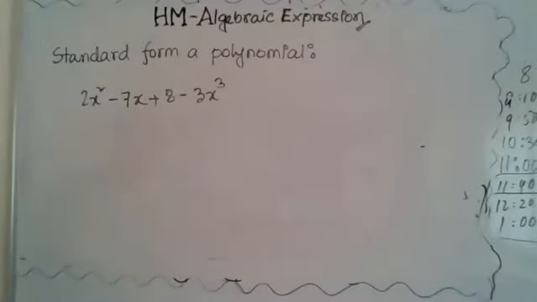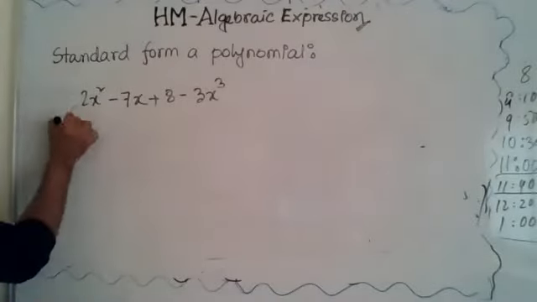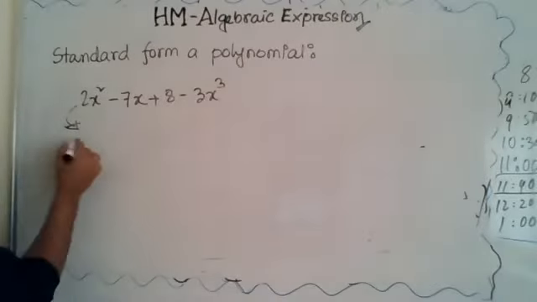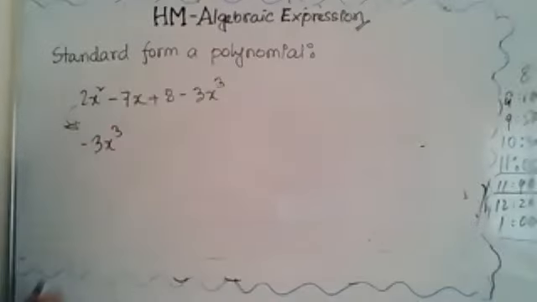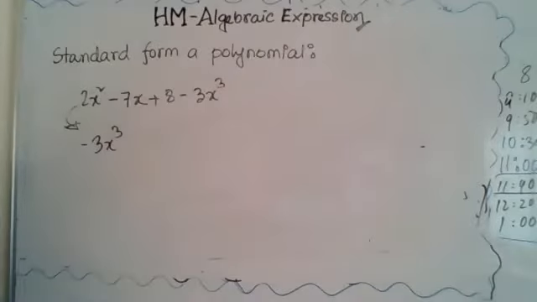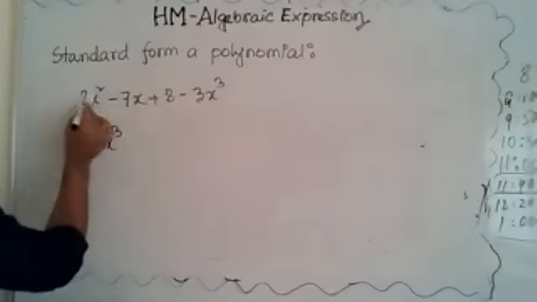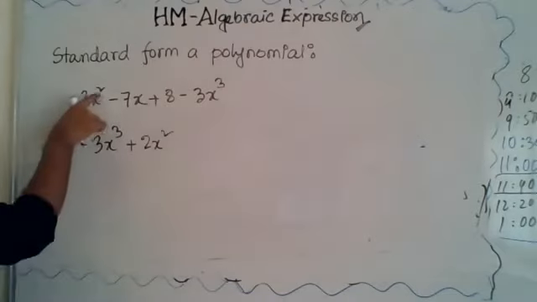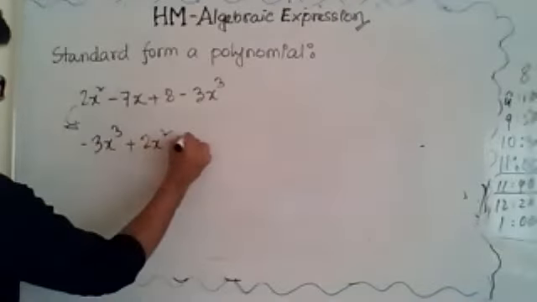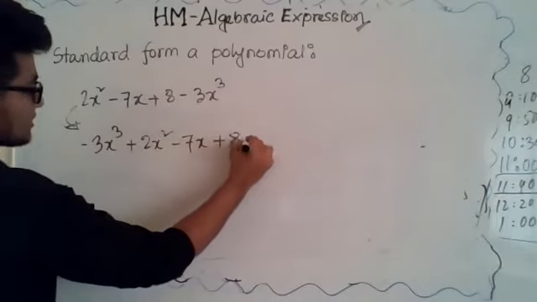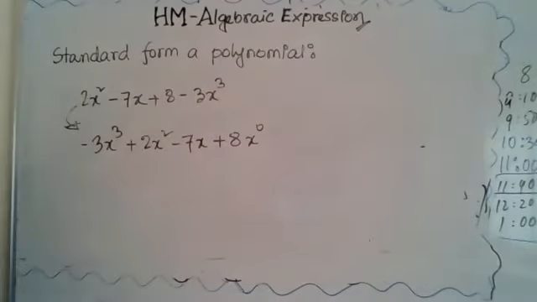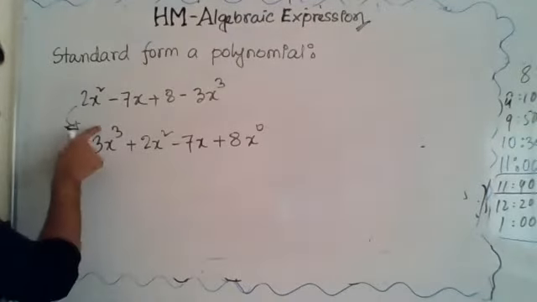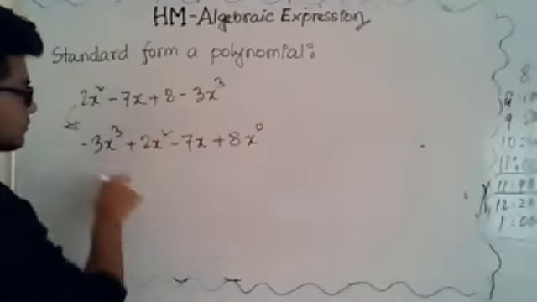If I want to write it in the standard form, I have to write it in this way. The highest power will be first. It has to be in the descending order of the power of the variable. Then after 3, the next I have 2, so it will be plus 2x squared. Then x to the power 1, minus 7x, plus 8. Now it is x to the power 0, right? So as you can see, it is in the descending order of the power of the variable: 3, 2, 1, 0.